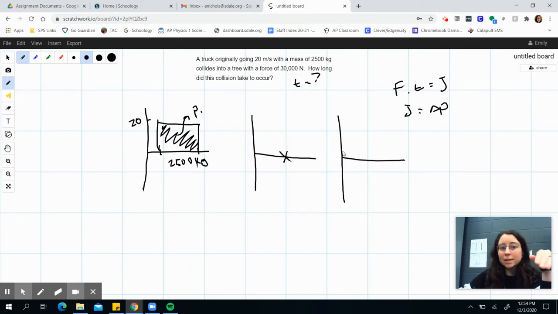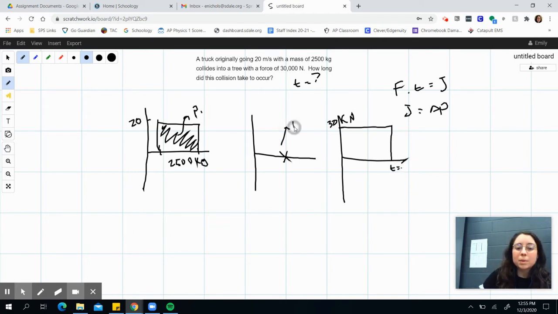This is a pretty clear indication that a collision has occurred and I'm looking at one object. So I should have a force time graph. I'm given that the force is 30,000 newtons, but I have no idea what this time is. Okay, and remember, this is going to be my final.